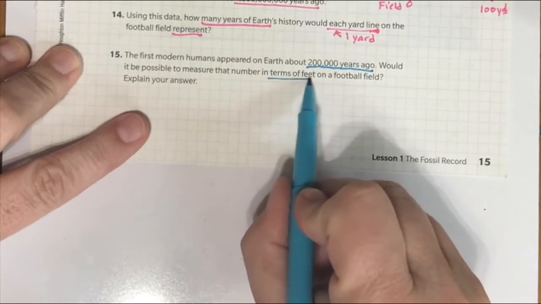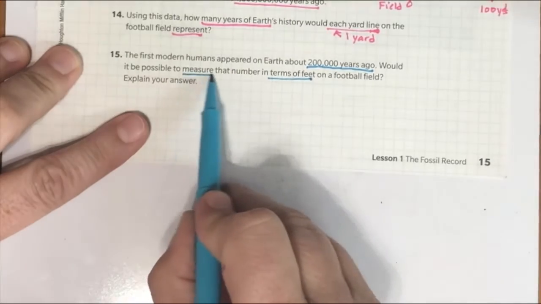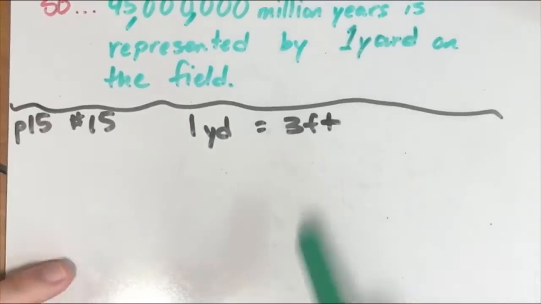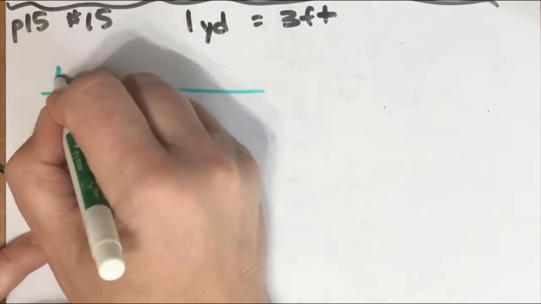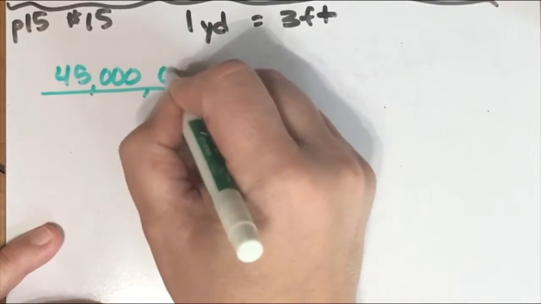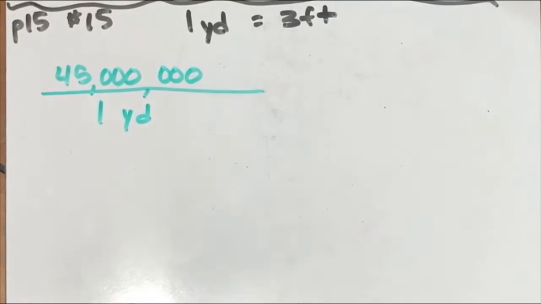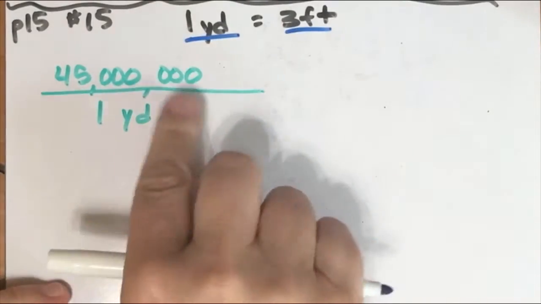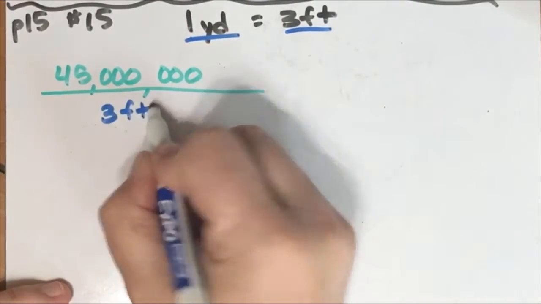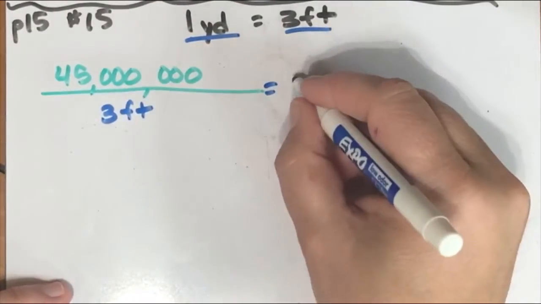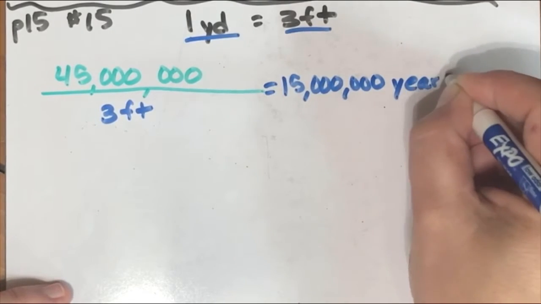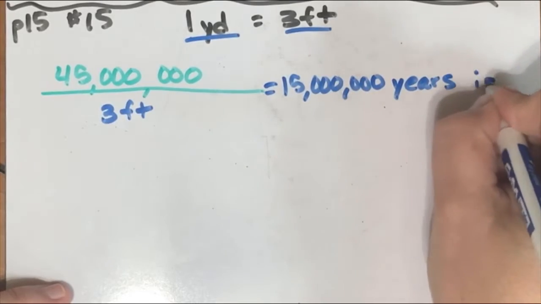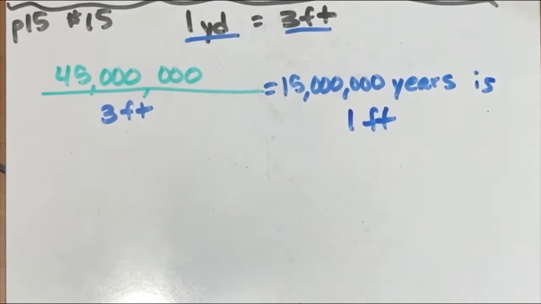Right, so 15 says the first modern humans appeared on Earth about 200,000 years ago. So could we use 1 foot to measure that number? So we want to keep in mind, right, 1 yard is 3 feet. And so we know 45 million years would be represented by 1 yard. Okay, well, we want to know about feet. That was what the question asked us about. So let's change that to feet and do a little bit of math and see that 15 million years is represented by 1 foot on the football field.